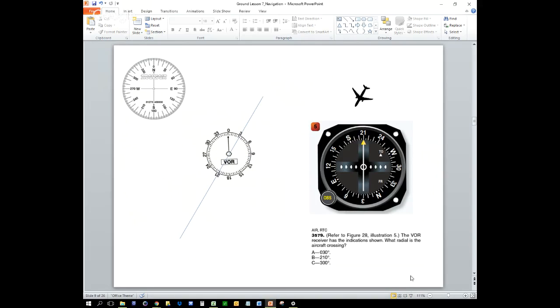All right, let's do it. Let's do another one here. All right, refer to figure 28, which is the VOR receiver. The VOR receiver has the indication shown. So you can see we are 2, and the OBS selector is on 210. So what radial is the aircraft crossing?